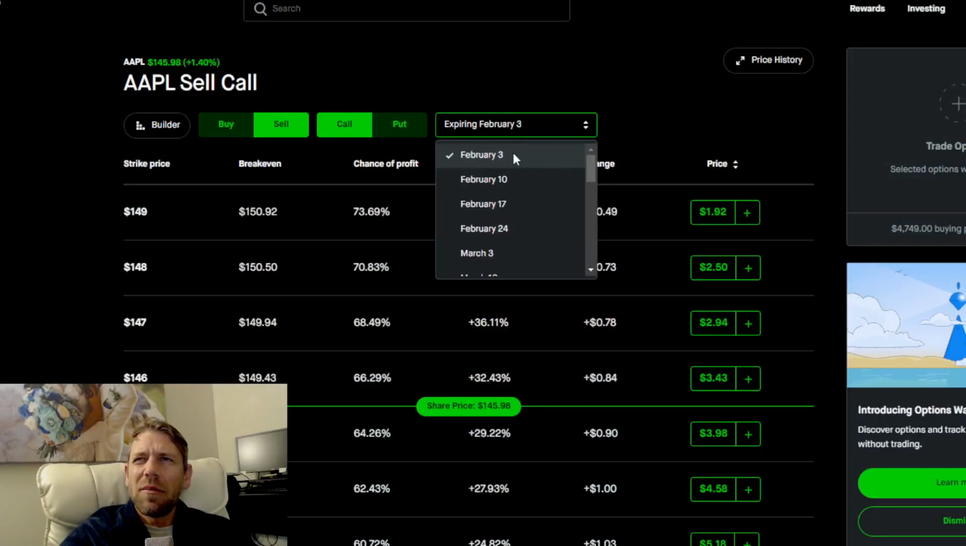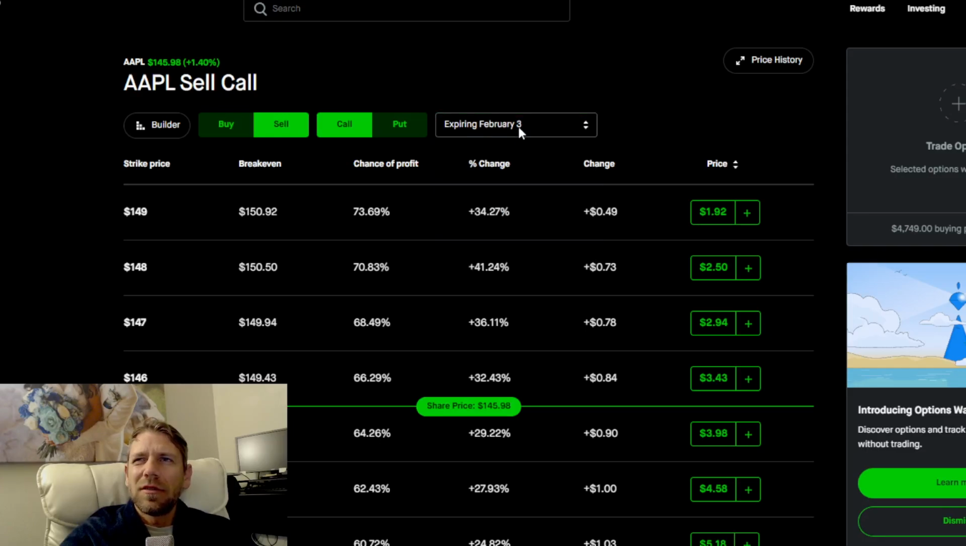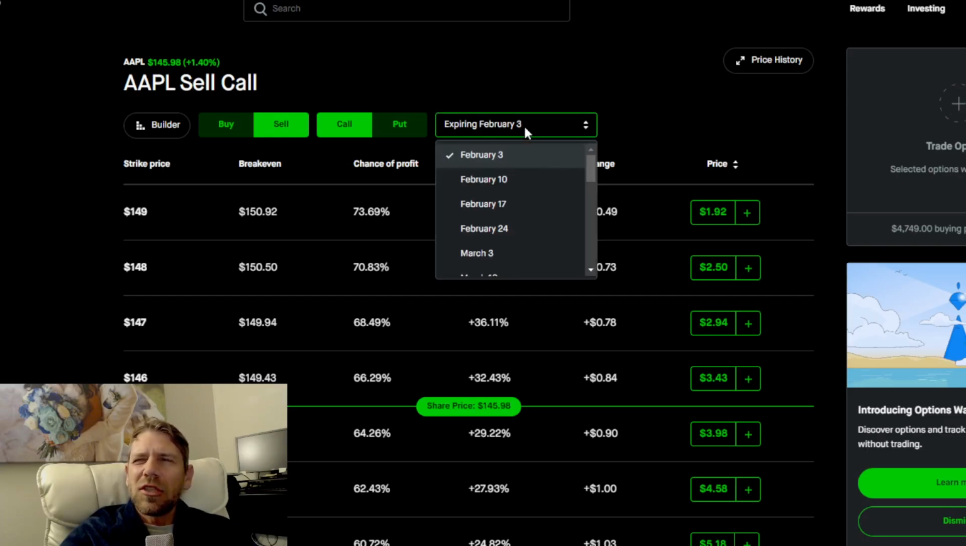So in this example, we have February 3rd, 2023, which is the nearest expiration date. Options expire after a certain amount of time, so you can pick which contract you want to play around with. There are all kinds of dates out here.